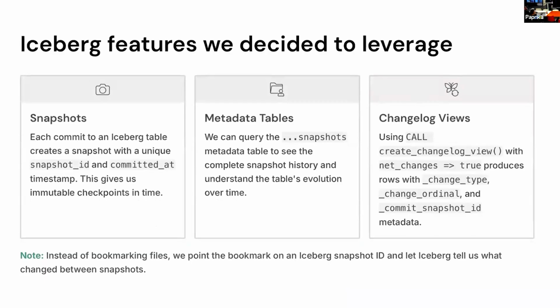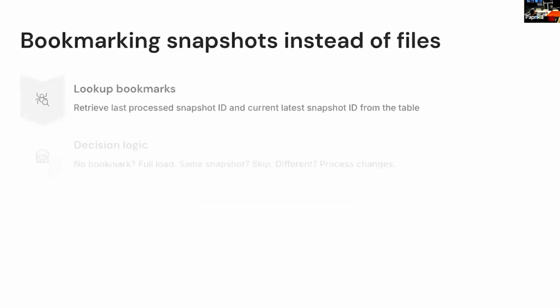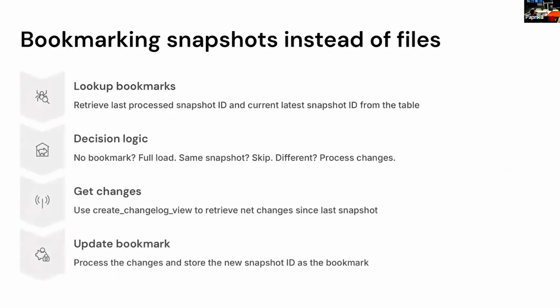So how can we achieve this with the native Iceberg toolset? For one, there's this feature called snapshots. We can store the snapshot ID that we processed, or we can also do this based on the committed-at timestamp. We can make use of the metadata tables, for example, querying the snapshots. And here I get to the main point of the presentation: using the native Iceberg procedure called create change log view.